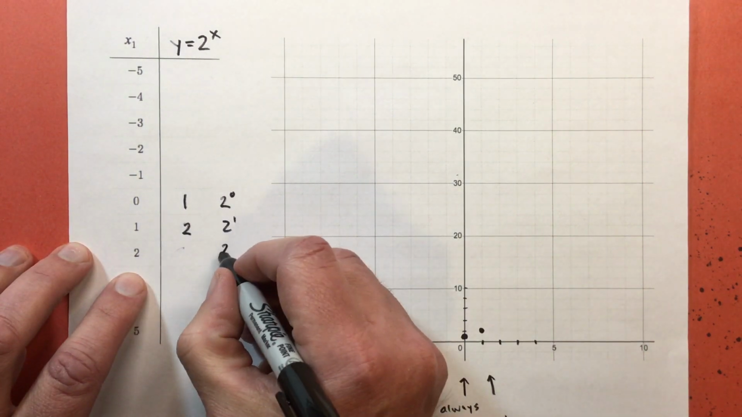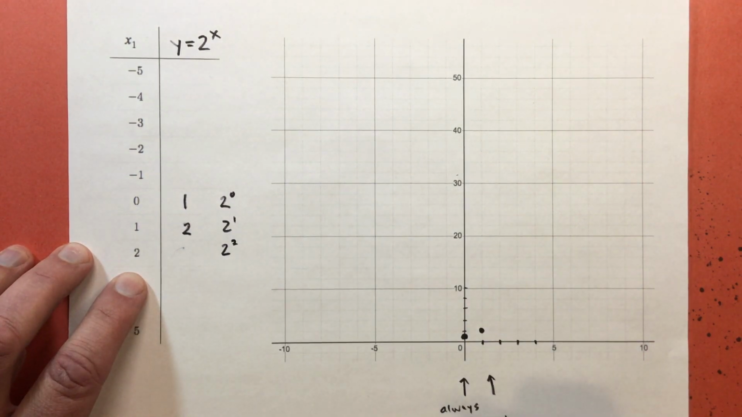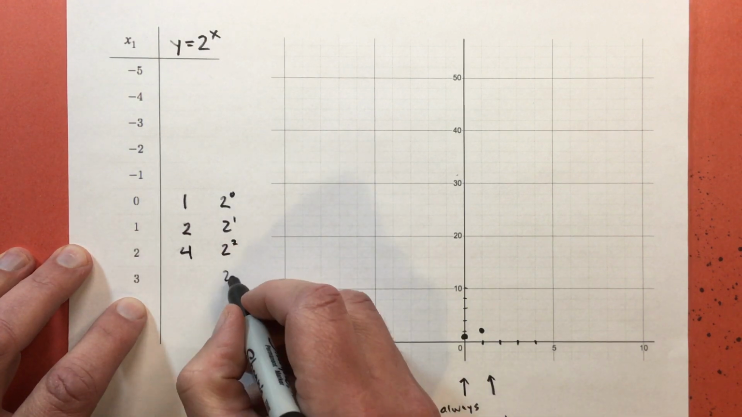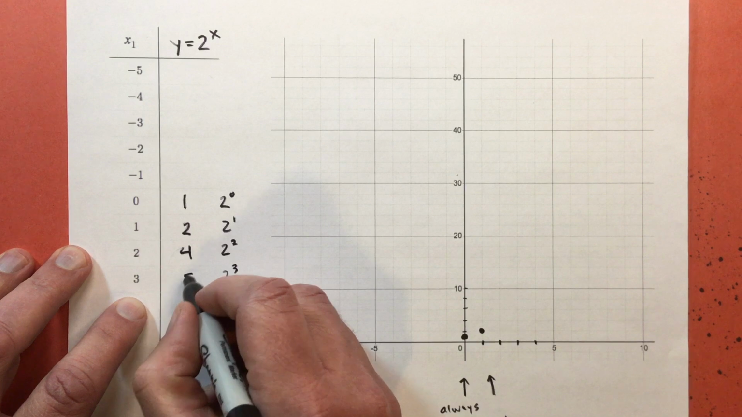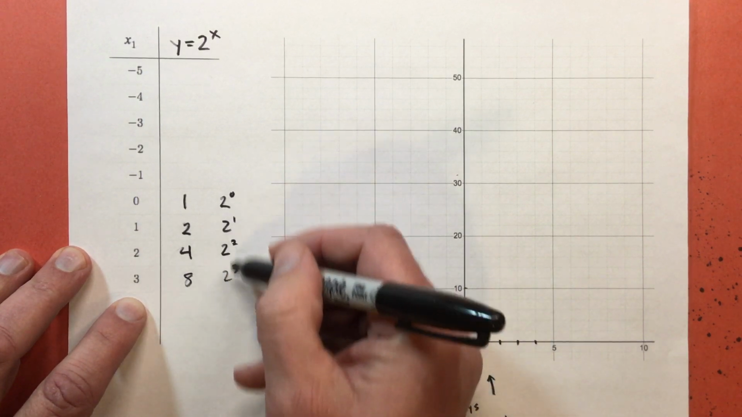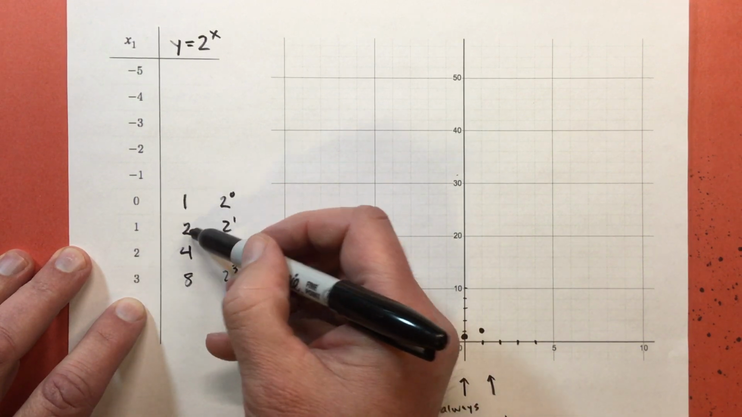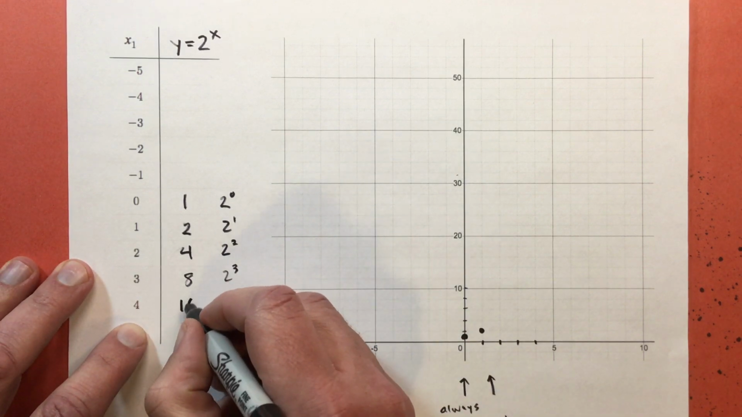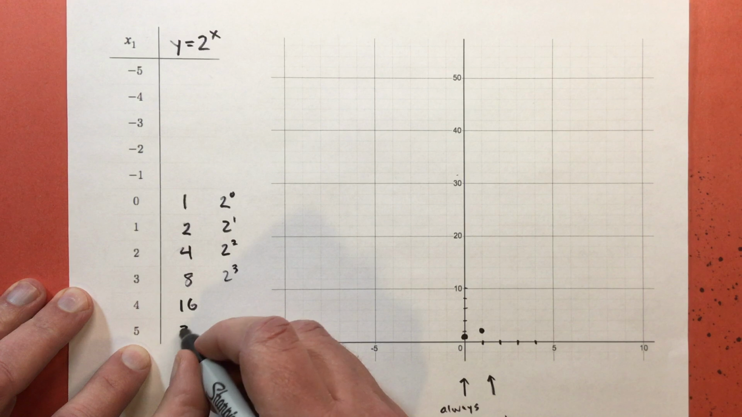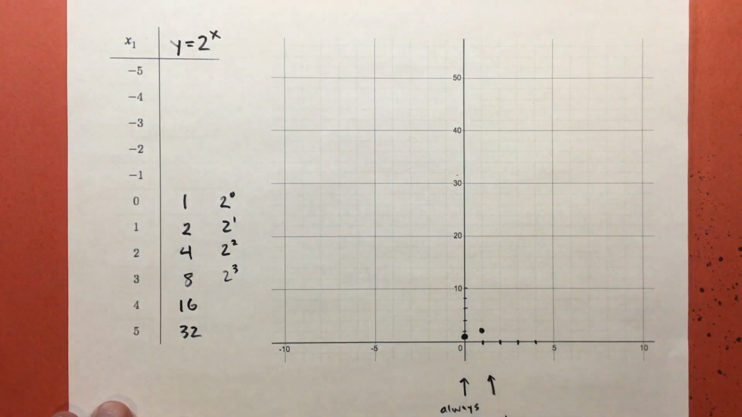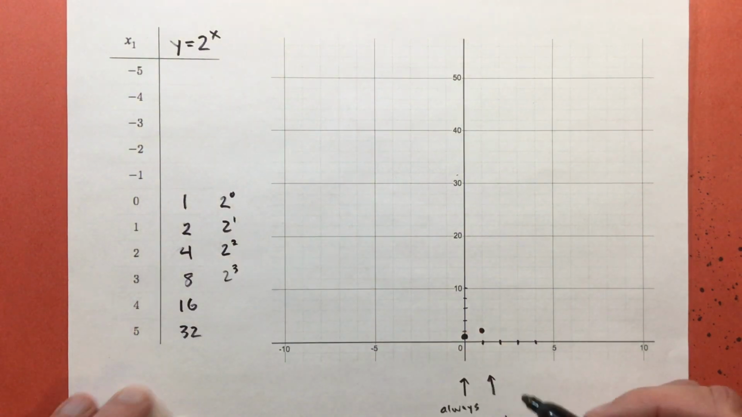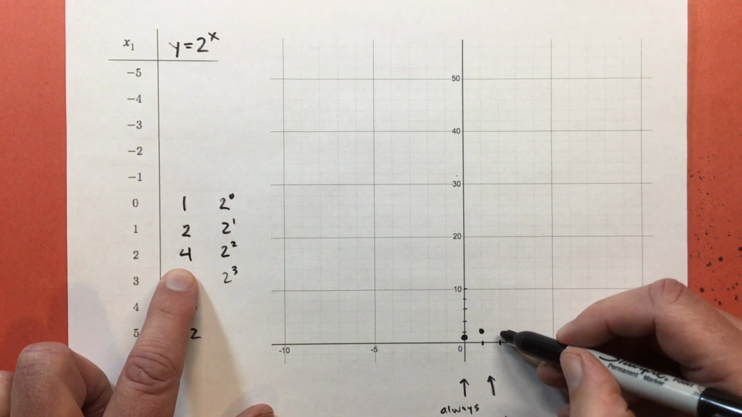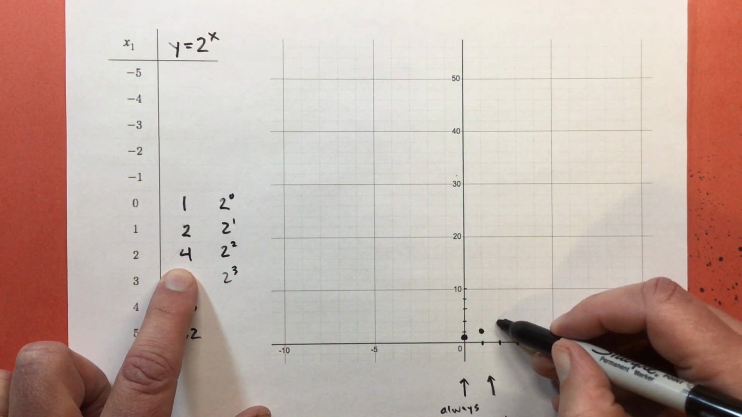If I say 2 to the second power, I know that that's 2 times 2, which equals 4. And if I do 2 to the third power, that's 8. And I can probably even stop this because look what I'm doing. I'm doing 1 times 2, 2 times 2, 4 times 2, 8 times 2 is 16, and 16 times 2 is 32. So let's graph these. I did 1, 2, now I'm going to do 2, 4. So I go 1, 2, and 2, 4 is right here.